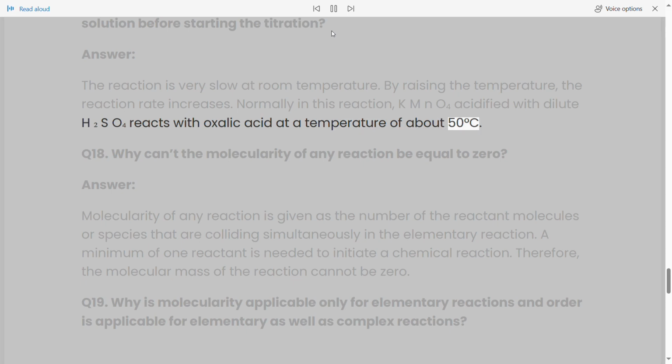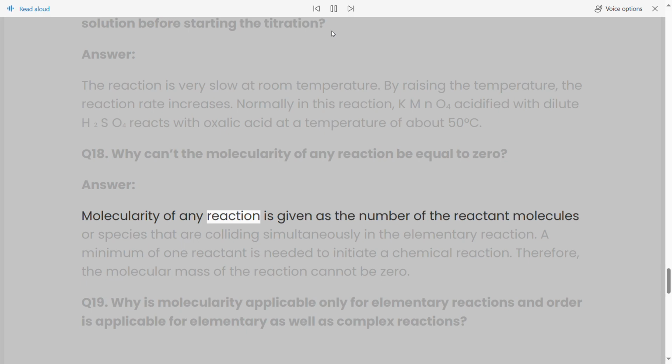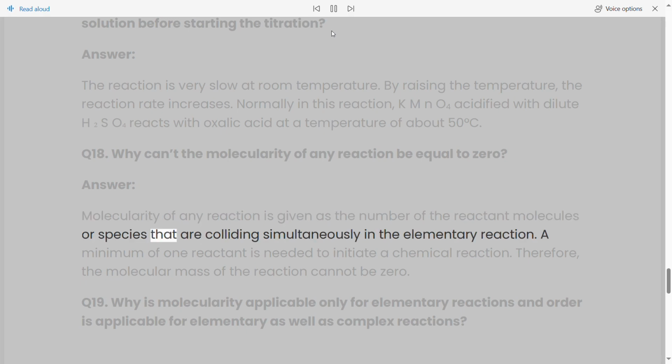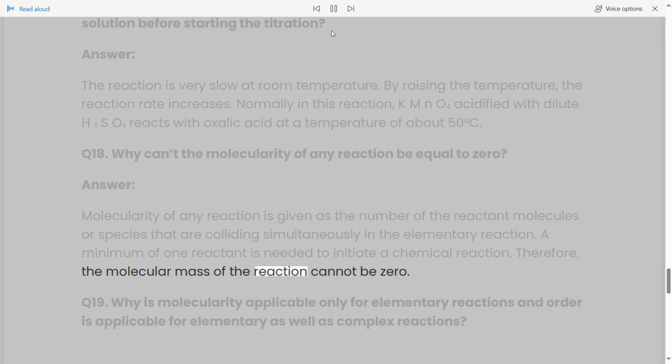Celsius. Q18. Why can't the molecularity of any reaction be equal to 0? Answer. Molecularity of any reaction is given as the number of the reactant molecules or species that are colliding simultaneously in the elementary reaction. A minimum of one reactant is needed to initiate a chemical reaction. Therefore, the molecularity of the reaction cannot be zero.